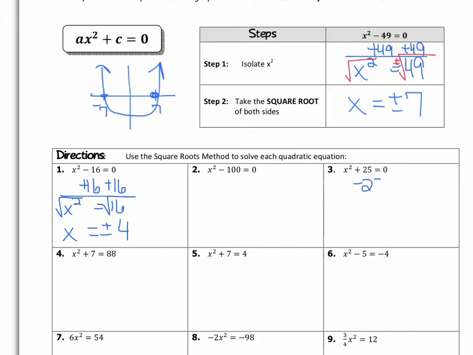Now, let's skip over to number 3 here. Let's isolate my x squared. I'm going to subtract 25 from both sides, and I get x squared equals negative 25. Now, a couple of things here. First of all, when can you multiply a number by itself and get a negative? You can't, because a positive times a positive would be a positive, and a negative times a negative would be a positive. Also, if you were to put negative 25 in your calculator and try to take the square root, what's it going to do? It's going to tell you no can do. All right? So if you isolate x squared and you get a negative, your answer is no solution.